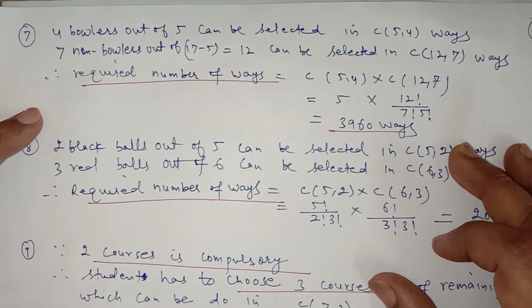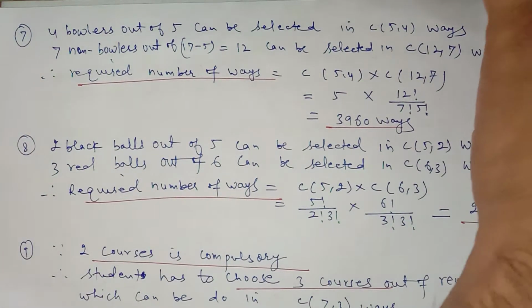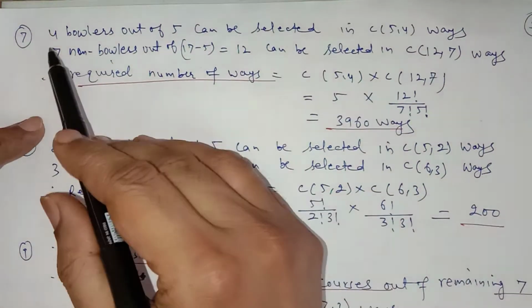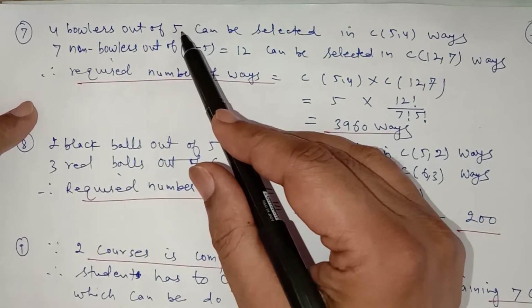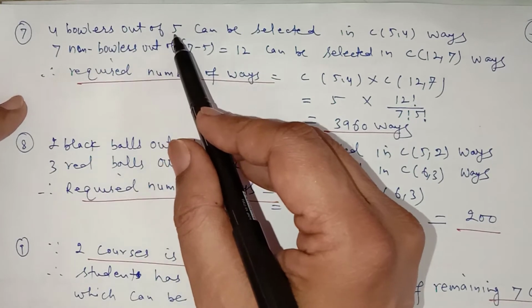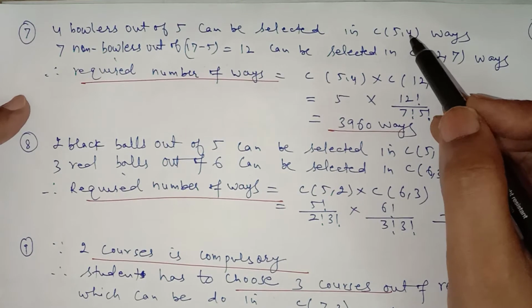So in a team you have to select 4 bowlers, and it means the remaining 7 players you have to select out of the remaining 12 players. So you have to select first of all 4 bowlers out of 5. There are 5 bowlers in 17 persons, so you can select 4 bowlers out of 5 bowlers in the combination of 5, 4 ways.